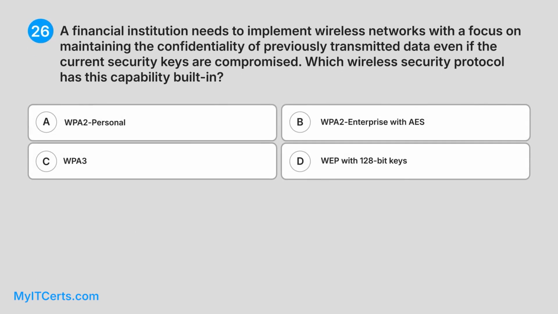26. A financial institution needs to implement wireless networks with a focus on maintaining the confidentiality of previously transmitted data, even if the current security keys are compromised. Which wireless security protocol has this capability built in? A. WPA2 Personal. B. WPA2 Enterprise with AES. C. WPA3. D. WEP with 128-bit keys.